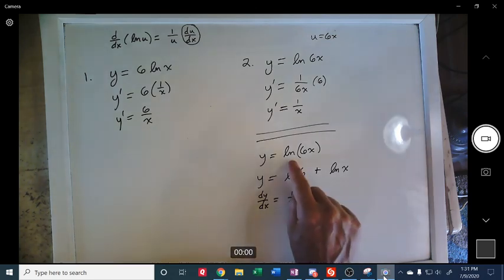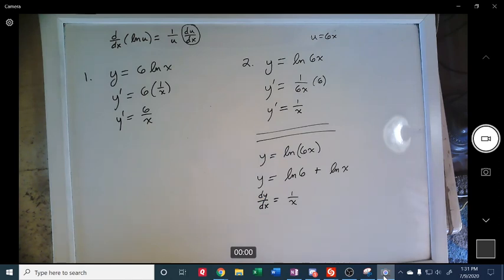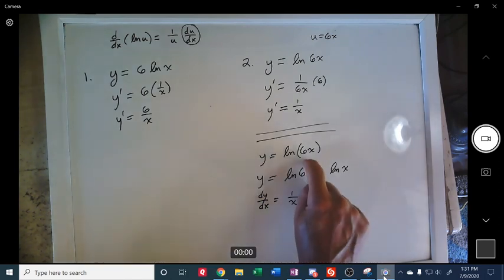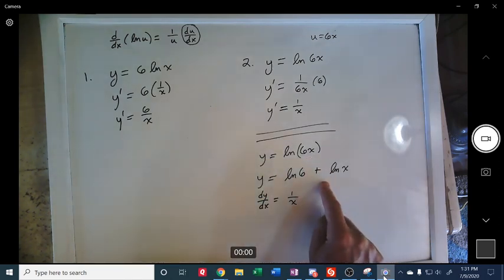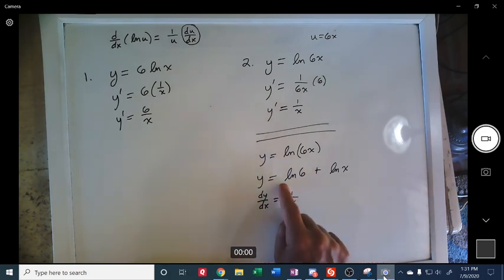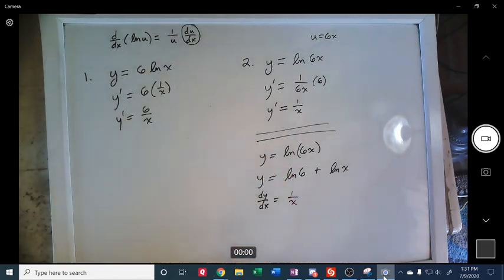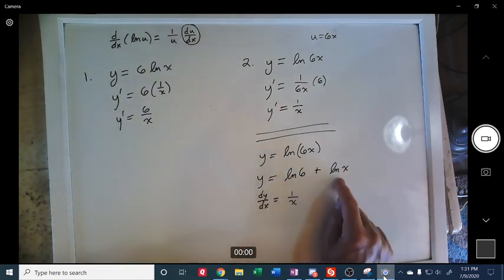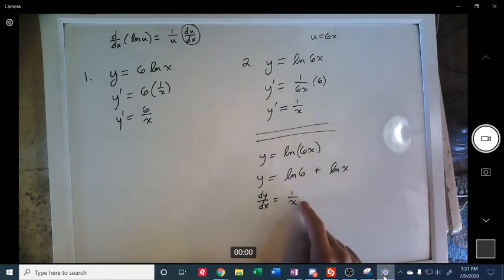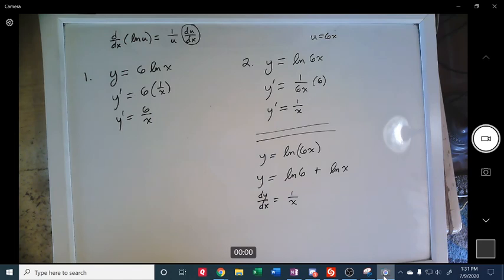The ln of 6x, the graph of that is the same as the graph of this. It's just got a vertical shift. It's just been shifted up a little bit. And so the slopes are the same as the slope of this. So it's just 1 over x.